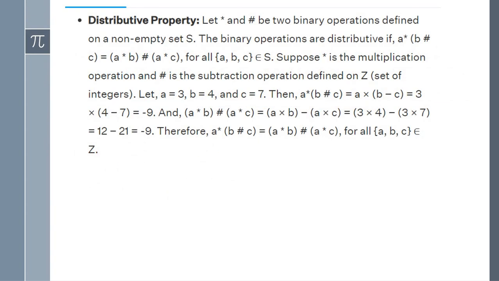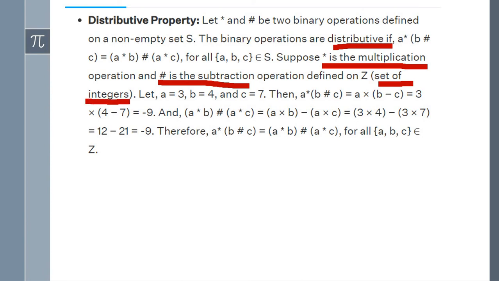Next, distributive property. Let star and sharp be two binary operations defined on a non-empty set. The binary operations are distributive if A star (B sharp C) equals (A star B) sharp (A star C), for all A, B, and C in S. And suppose star is the multiplication operation and sharp is the subtraction operation. So, duha. Kini siya kay multiplication, ang second operation is subtraction operation. Niya ang atong set kay set of integers.